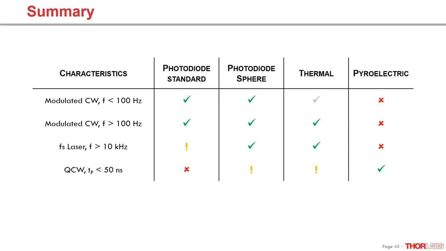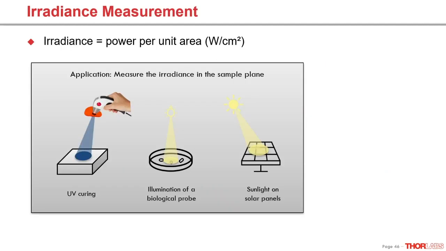In the next slides, irradiance and beam position measurement will be demonstrated. When the power measurement is related to an area of illumination, one speaks of irradiance. This kind of measurement can be perfectly used when the light source emits a much larger area than the sensor area. The most obvious example here is to measure the irradiance of sunlight, for example, to characterize solar panels. Also, knowing the exact irradiance for UV curing tasks or illumination of biological probes is very important.